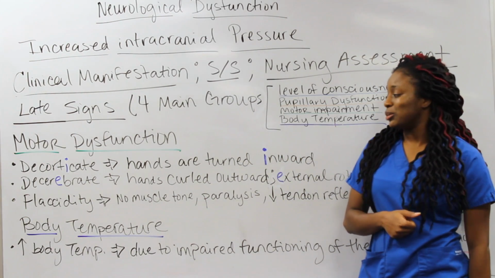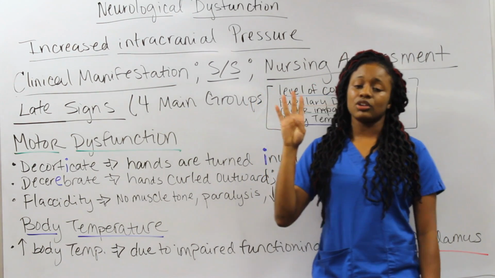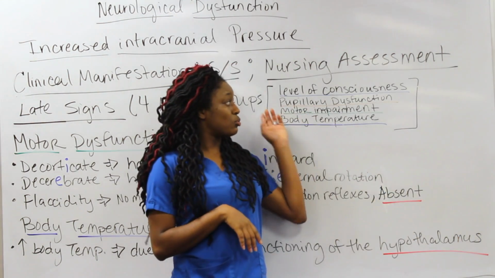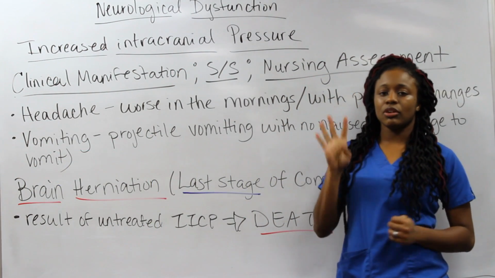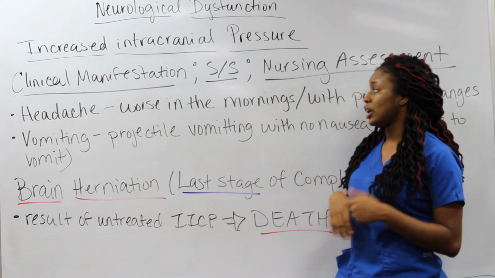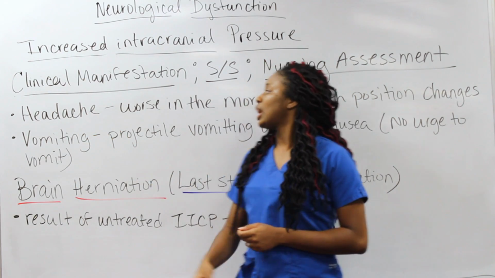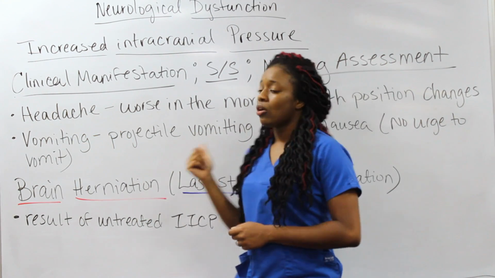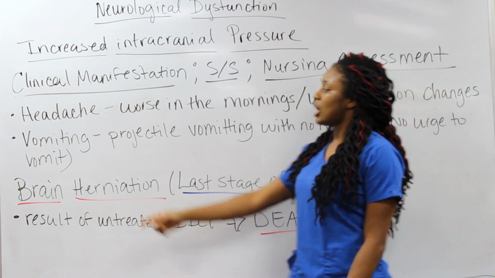All right, so these are the late signs of the main four groups, which we have listed here again. Aside from the four main groups of clinical manifestations of the late and early stages, you also have other signs and symptoms, such as headache. The headache gets worse in the mornings or when you're trying to reposition them. And then you also have vomiting.